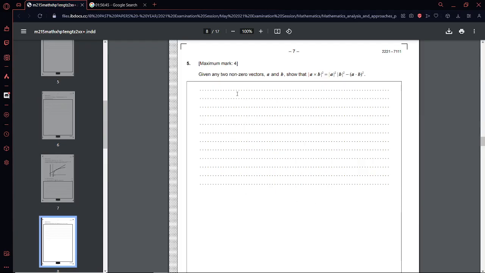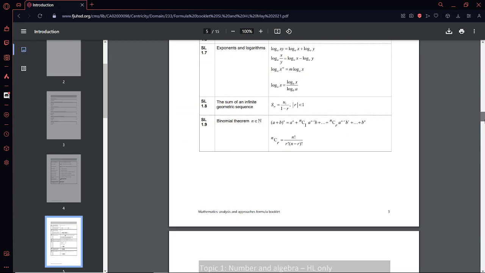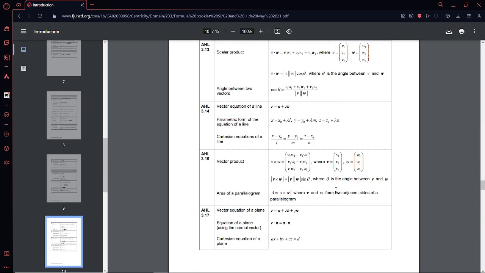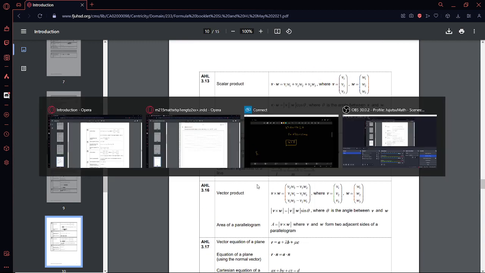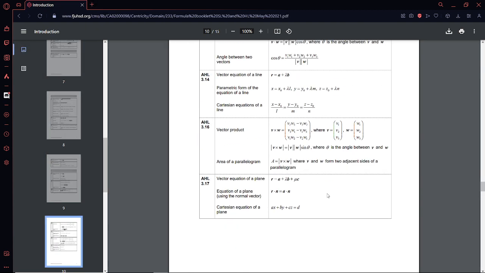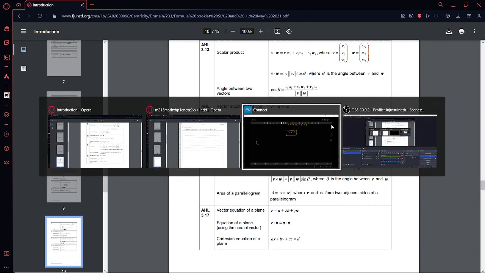5. Given any two non-zero vectors, a and b, show that this thing holds. Okay, I think it's in the formula book somewhere. Okay, I've never really done this before. It says show that this whole thing works. Okay, I see scalar product and this random stuff, so I might write that down real quick.